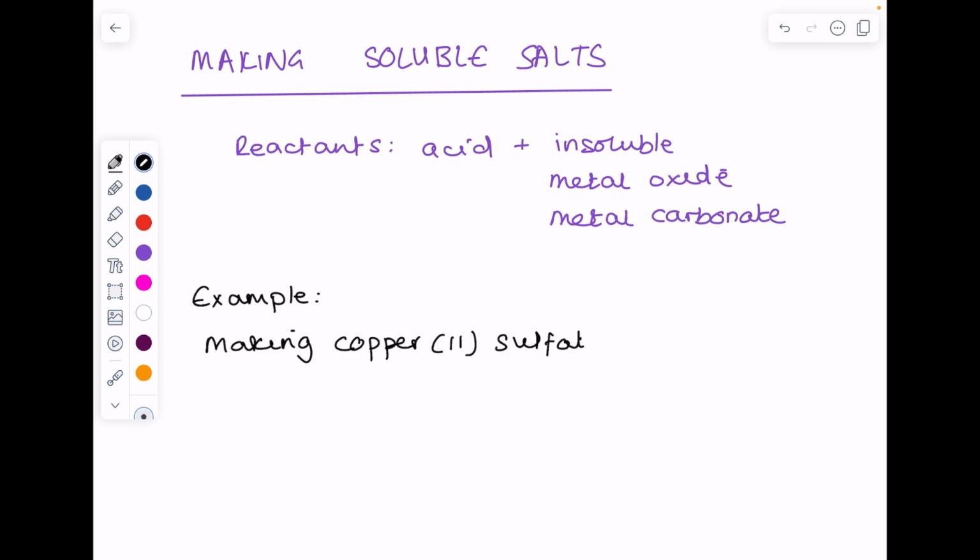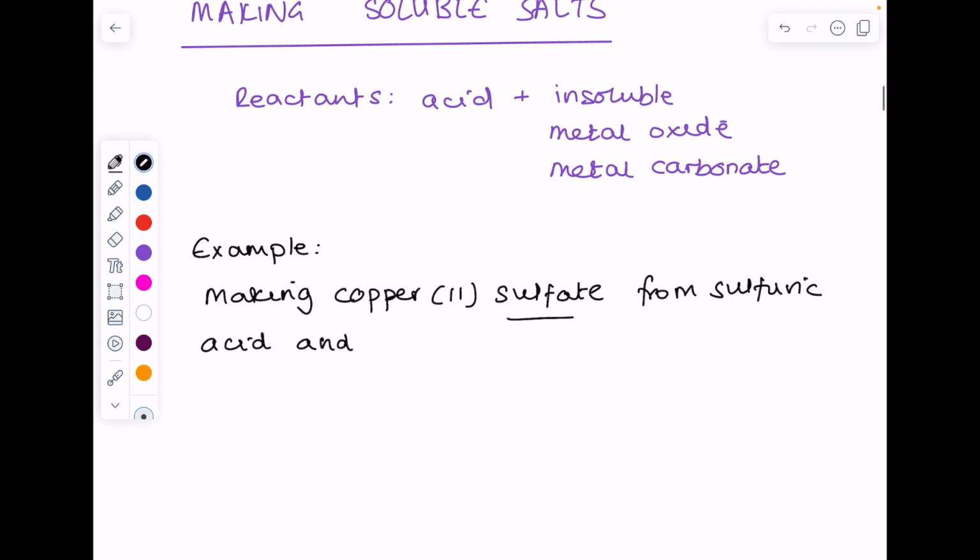Think about the acid we'll need. That will be dictated by the sulfate, so we'll use sulfuric acid. And my insoluble reactant will be my copper oxide.